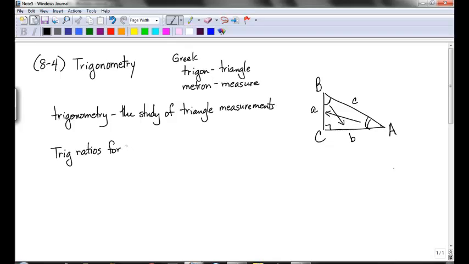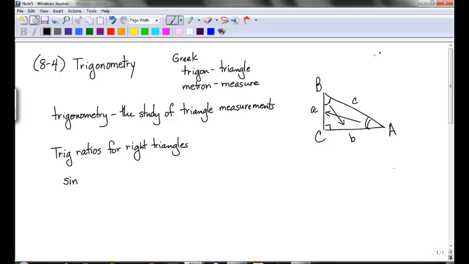Okay? And we're going to look at the trig ratios for right triangles. We're going to do the first 3. Okay, you'll get the other 3 when you get into trig. Okay, the first one is sine.